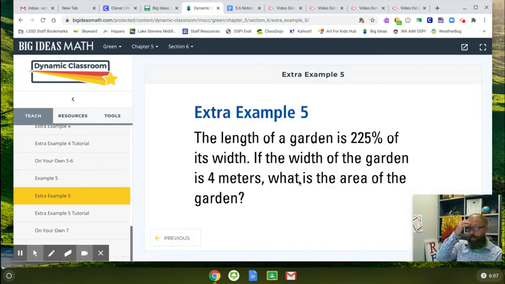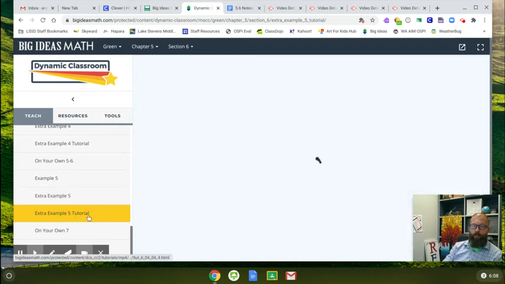So it says the length of a garden is 225% of its width. If the width of a garden is 4 meters, what is the area of the garden? Okay, so you're going to multiply again. Now we have 225 over 100. You can reduce that. Let's see how they do it.